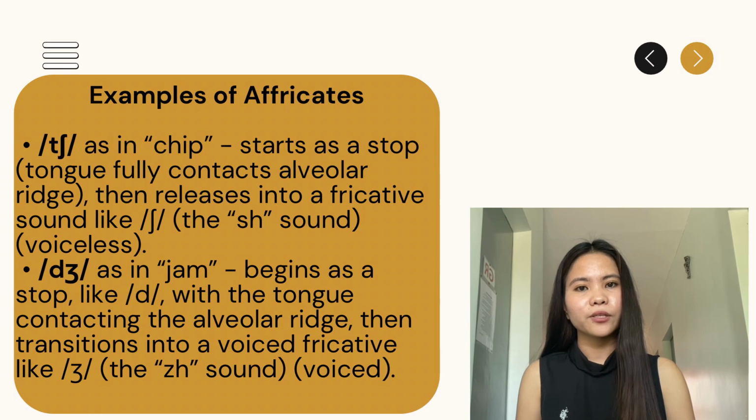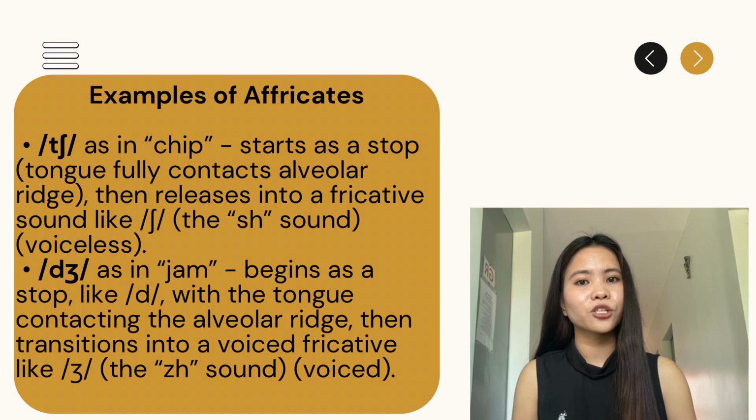For examples, ch, as in chip or church. The sound begins with a stop, where the tongue briefly makes full contact with the alveolar ridge, blocking airflow. Then, it releases into a fricative sound similar to sh, the sh sound.